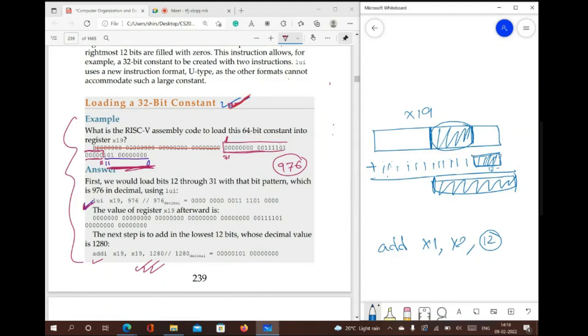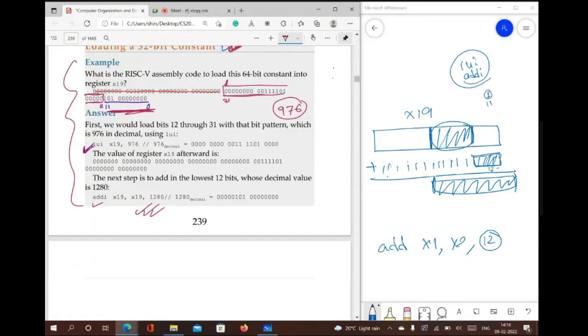Because your ultimate goal of LUI and addi is to store a 32-bit constant, right? But if, in this 32-bit constant, the 11th bit is 1, then it will be challenging for you. Then it will be difficult.